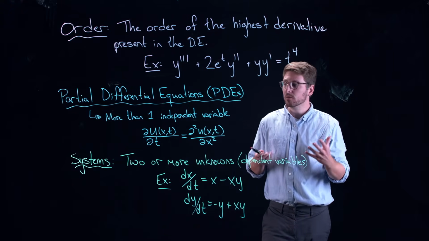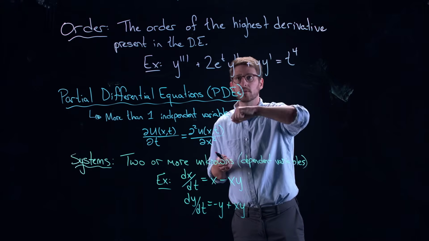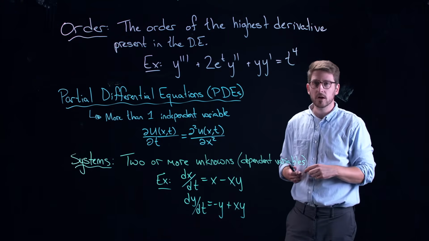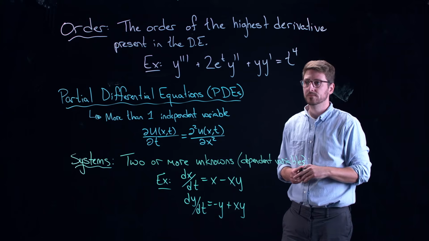And we can go even further. We can say this is not a system, right? Because there is only one dependent variable. I just called it y this time.